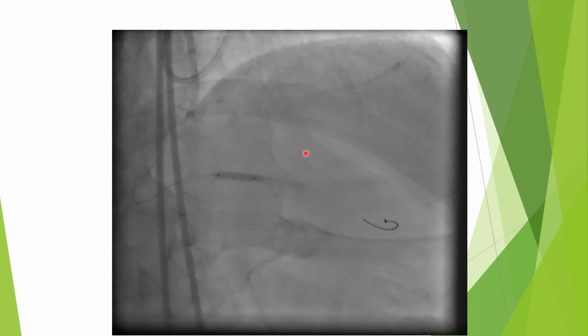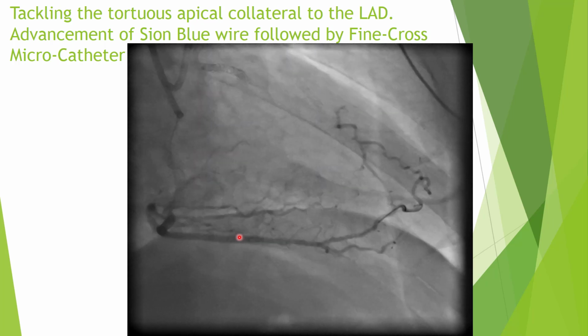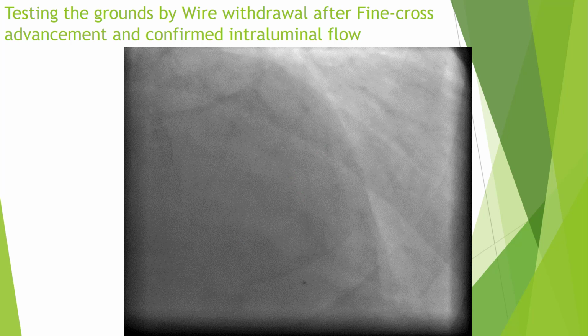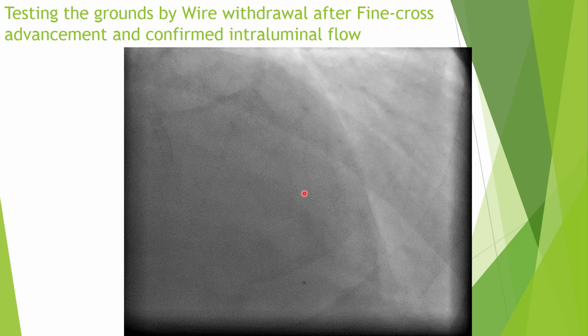And now we started navigating. The same Sion Blue was navigated through. At this level, we had to advance our microcatheter, FineCross. You can see it actually is showing there. The wire navigated well actually through a very tortuous collateral. And I did an interim injection to make sure that I'm in the lumen. It's working now. Okay, so I am in the lumen.